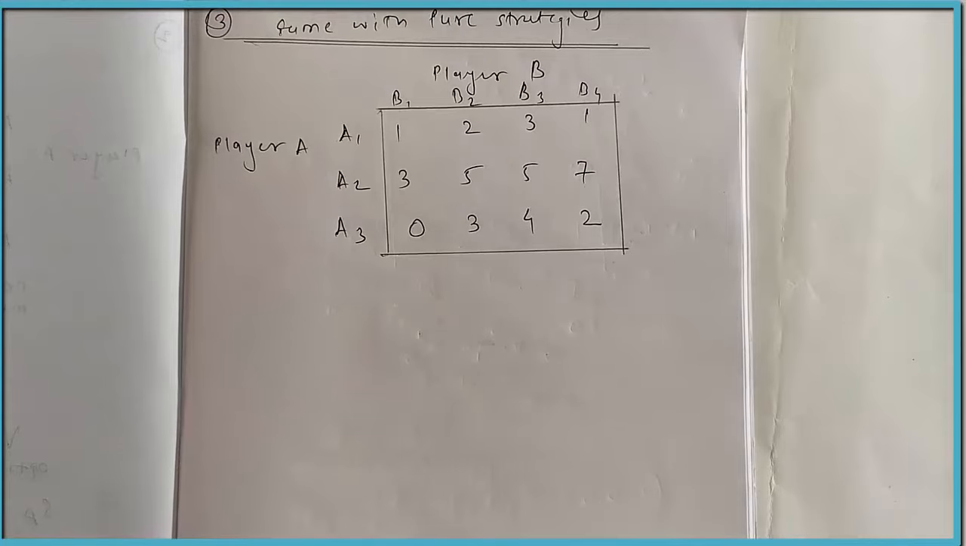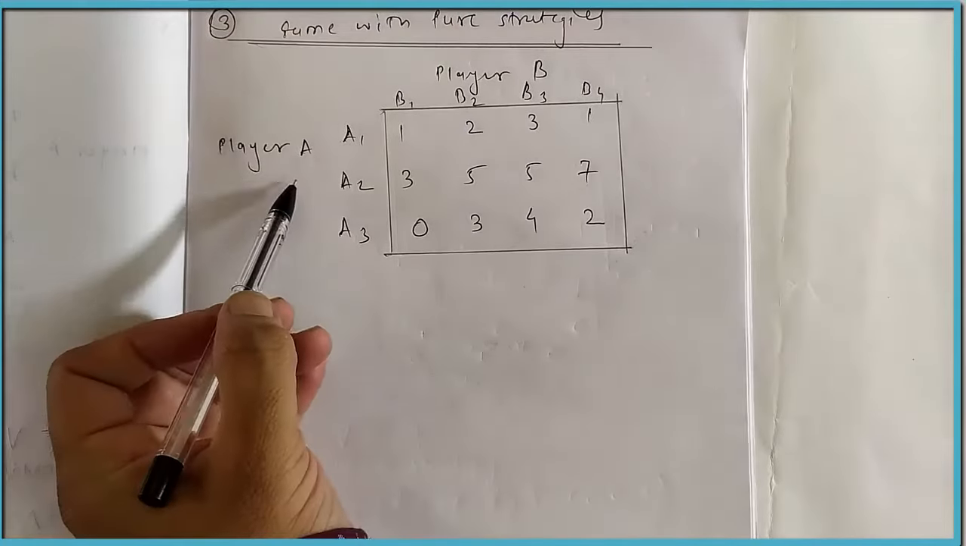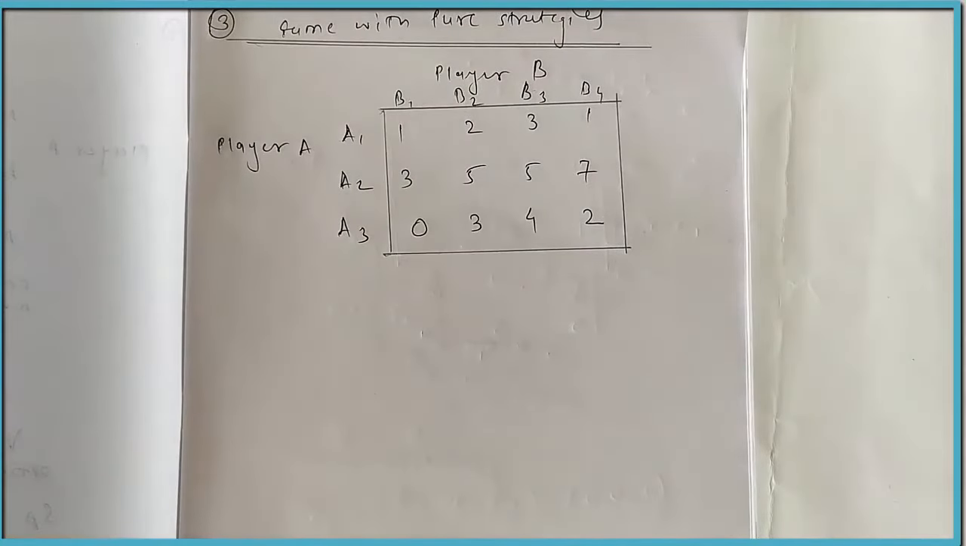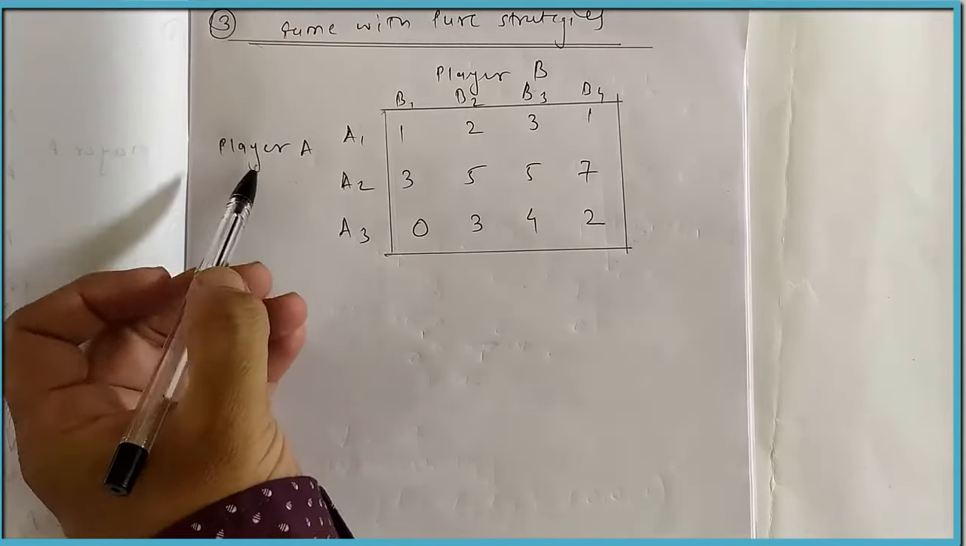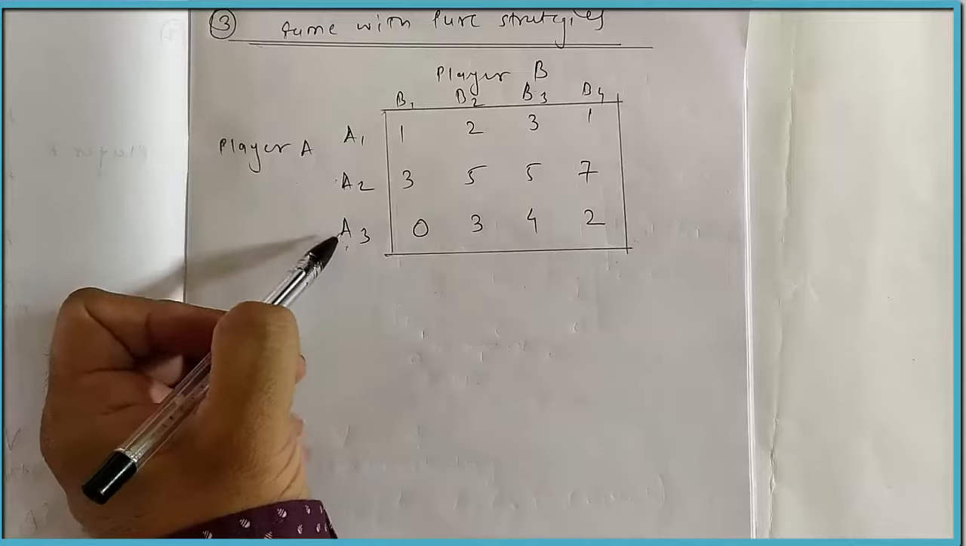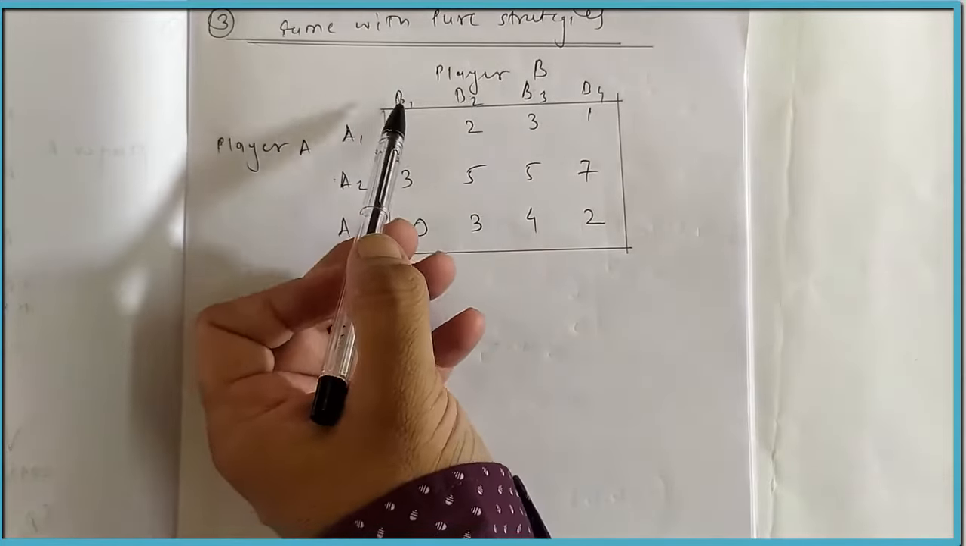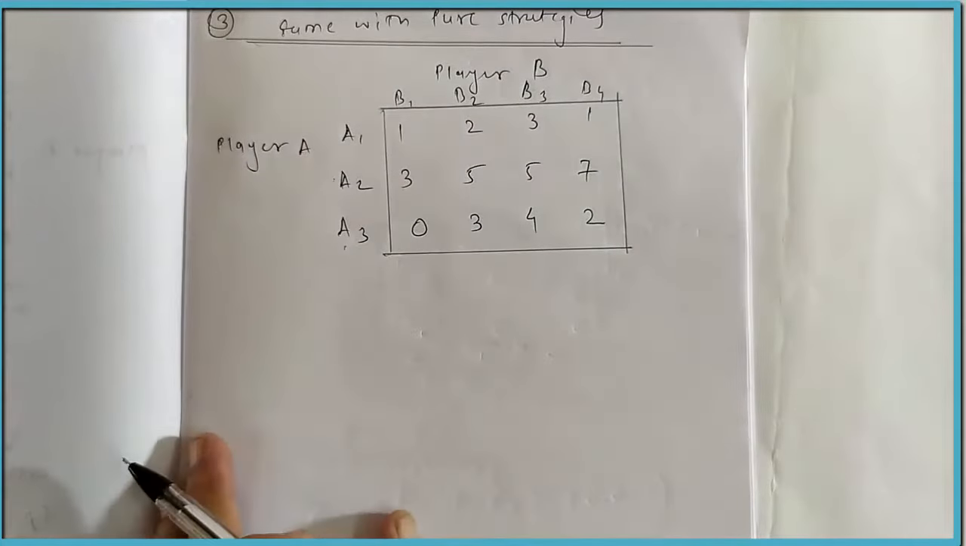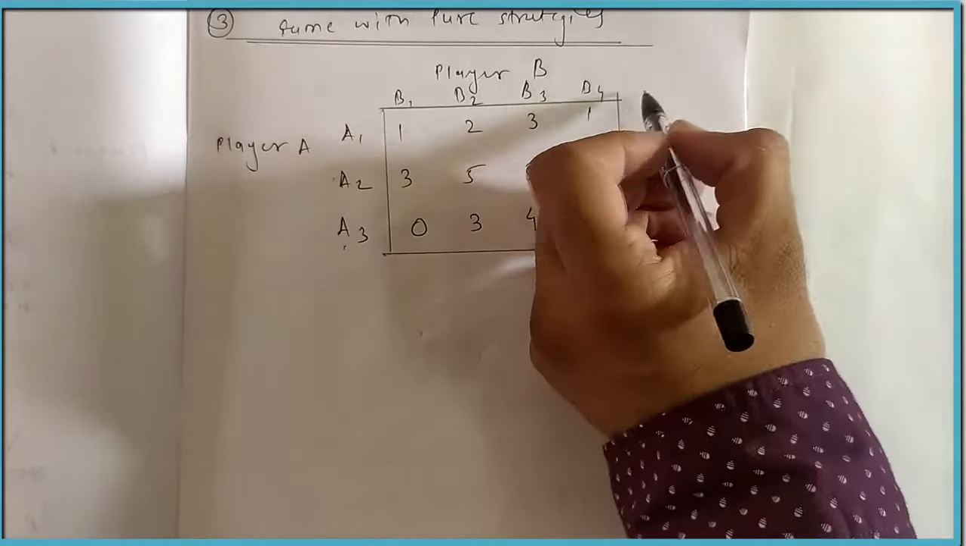Look at the third example of pure strategies, player A and player B. Here also we want to find out the saddle point and value of the game and optimum strategies. Player A has 3 strategies, A1, A2 and A3, and player B has 4 strategies, B1, B2, B3 and B4. First step is find out the row minimum.